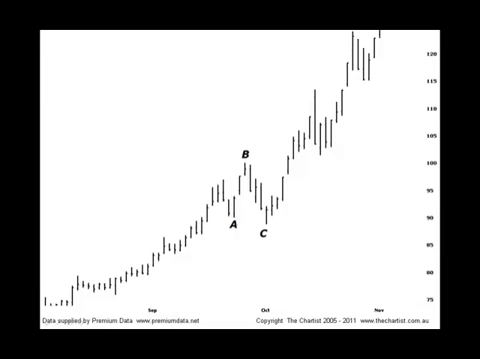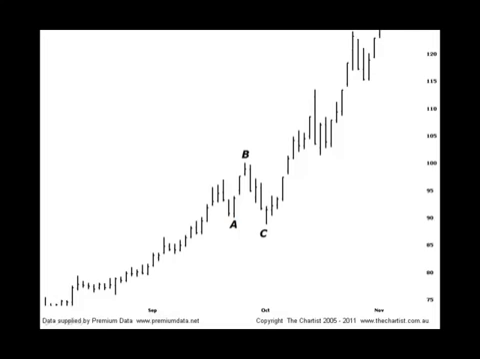What constitutes a WXYZ combo? A WXYZ pattern is a complex ABC-X-ABC pattern where the initial ABC is labeled as a W, then the secondary ABC is labeled as a Y. So that is a combination of an ABC, X, ABC. So a double zigzag, a double flat, triple flat. So those complex kind of patterns that occur.